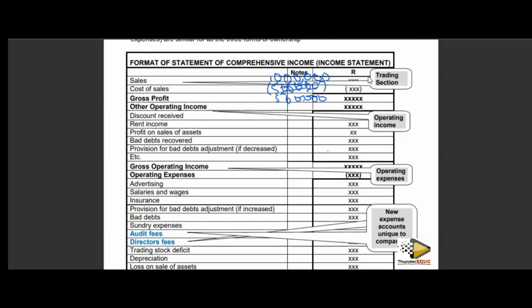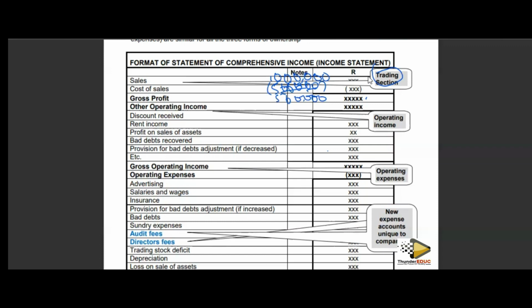But for now, we are seeing the structure. Now, after deducting that, we have our gross profit, which is this here, the 500,000. Now, this section is called the trading section. So what is the trading section for? We get our sales minus our cost of sales. Okay. Now, we go to other operating income.